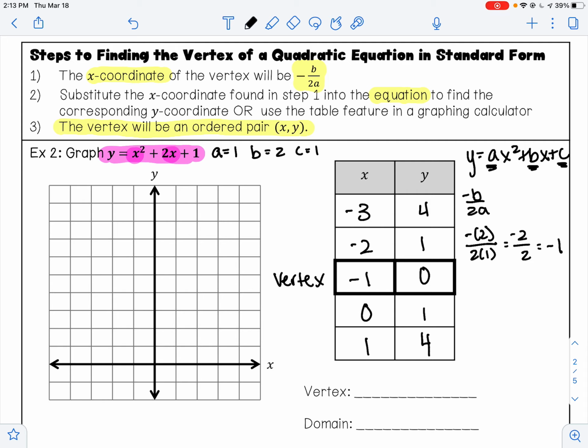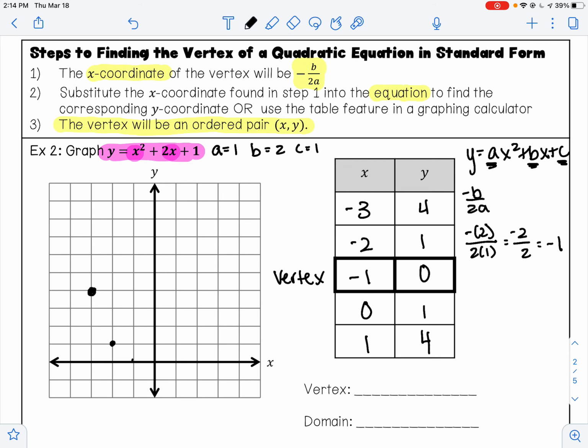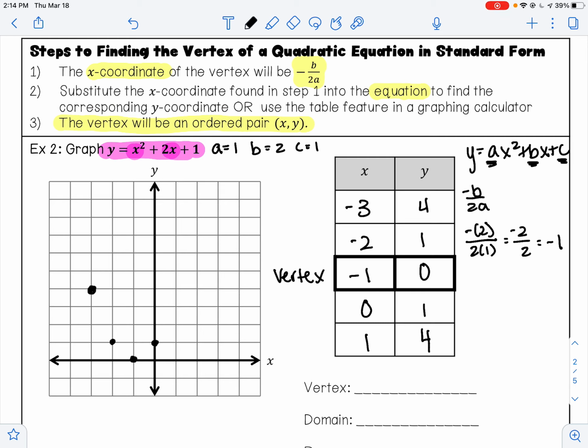So I'm going to go ahead and plot these points. So I have negative 3, positive 4. -2, 1, -1, 0, 0, 1, and 1, 4. So I'm going to connect these points to create my parabola. Don't forget to include your arrows. And again, parabolas are U-shaped, not V-shaped. So you want to make sure it's curved where your vertex is and not pointed.